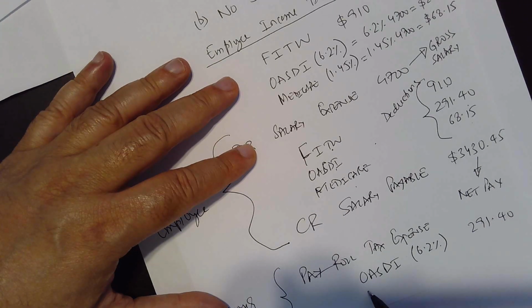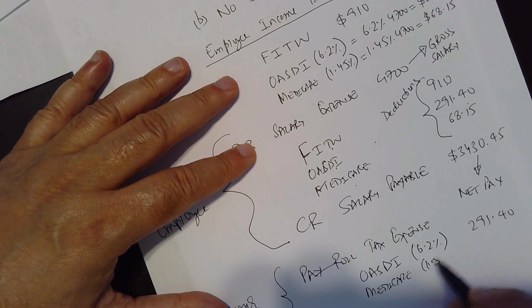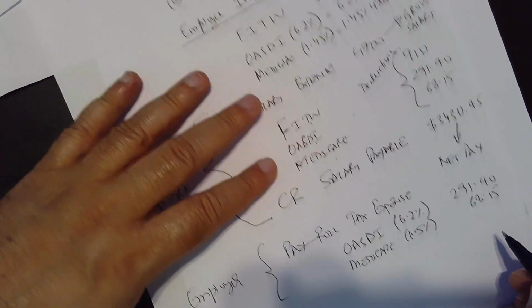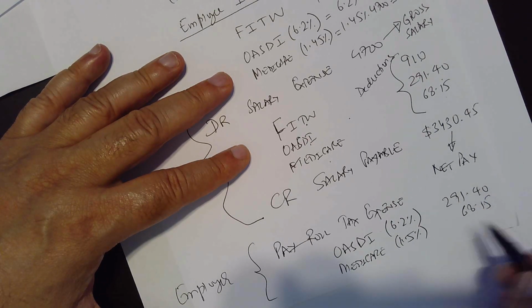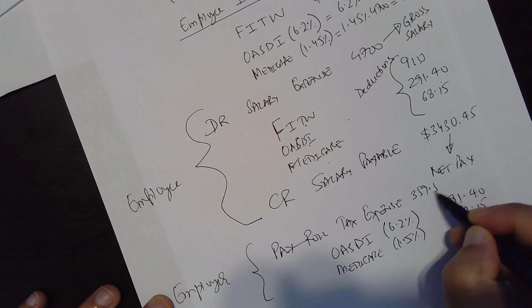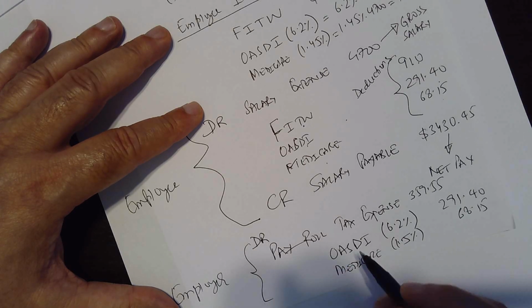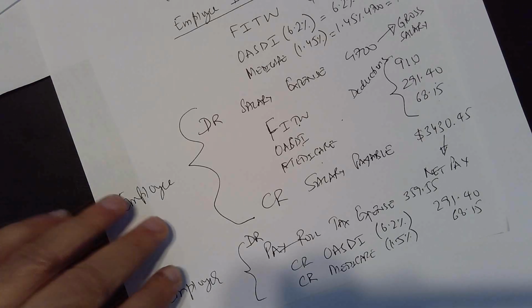$2,291.40, and Medicare of 1.5%, which is $68.15. So that will give us the total of $359.55. All right, so this is the journal entry we're going to make. We're going to say debit payroll expense, and we're going to credit these two things. Okay, now we have to do the next part, unearned revenue.